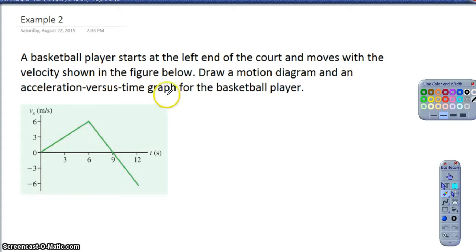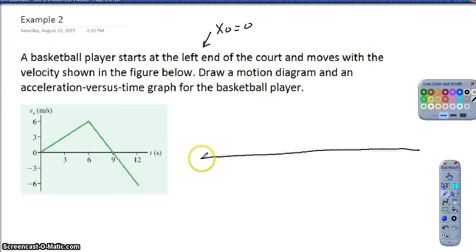So it says a basketball player starts at the left end of the court and moves with a velocity as shown in this chart. Let's just assume that the left end of the court means we're starting at a position of 0. So if I draw my motion diagram again, I'm going to give myself just an x-axis here to work with. So I know then at 0 seconds, my basketball player is starting at 0 meters.